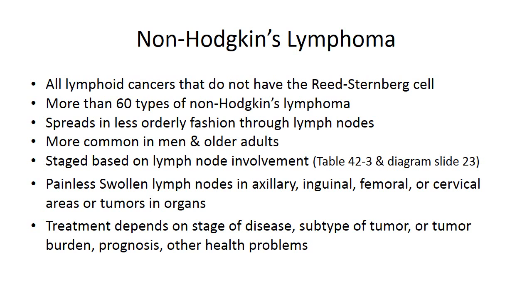The stage is based on lymph node involvement, and I do want you to refer to your IGGI book, table 42.3, to determine these stages. They differ from the Hodgkin stages, and there's also a diagram that we are going to go through on the next slide that will help you visualize the different stages in non-Hodgkin's lymphoma. Painless swollen lymph nodes in the axillary, inguinal, femoral, or cervical areas can be present in non-Hodgkin's lymphoma. The treatment always depends on the stage of the disease, the subtype, the tumor burden, prognosis, or other health problems.